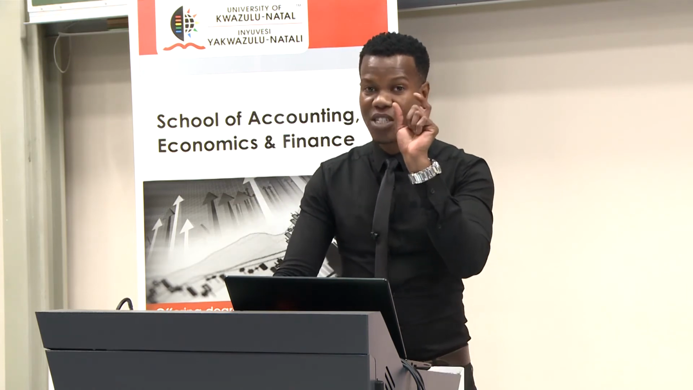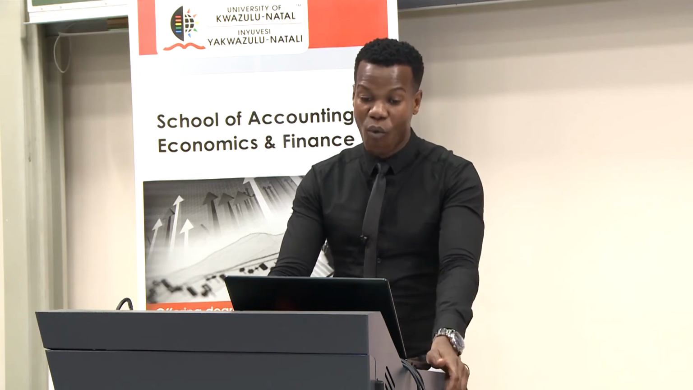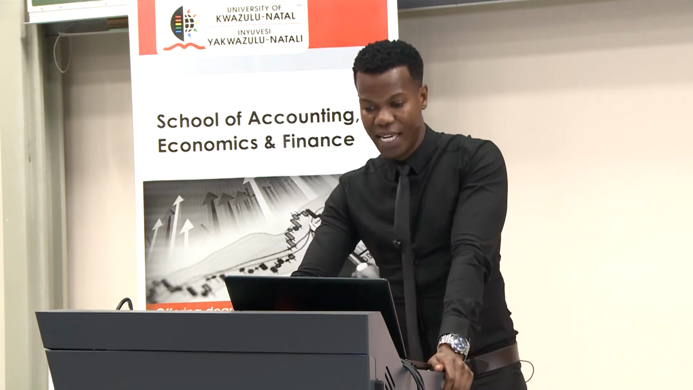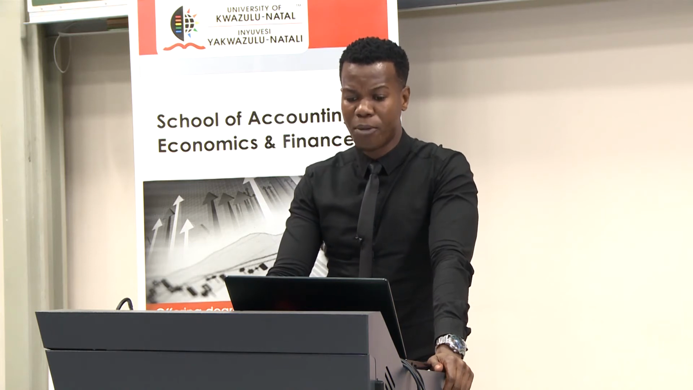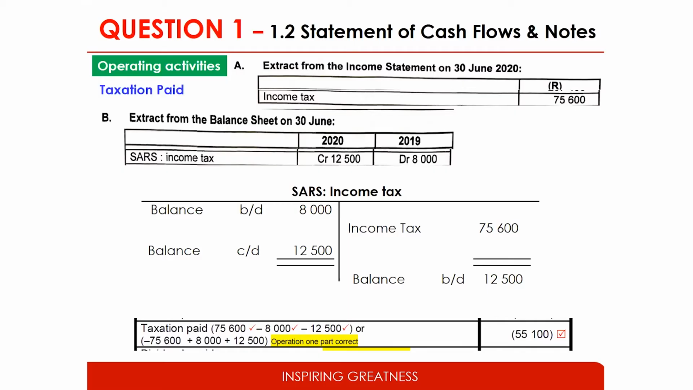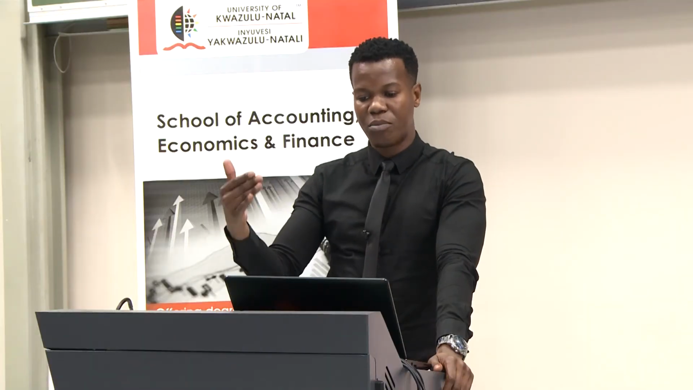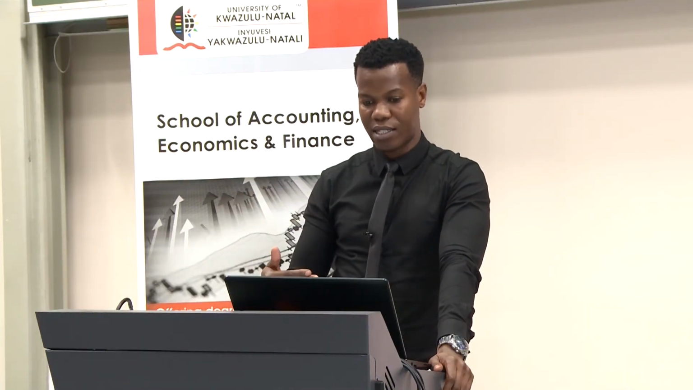That is the amount that we are interested in. What have we then paid? So SARS has come in and they've given us an assessment, and they're saying that income tax assessment is 75,600. So now we have an opening debit balance, meaning SARS was owing us. We were not owing SARS. It is on the debit side. It means now that SARS was owing us.